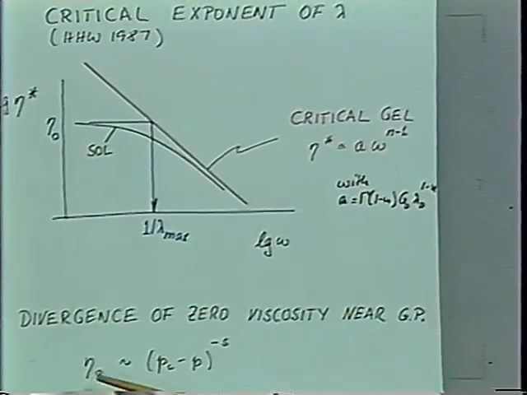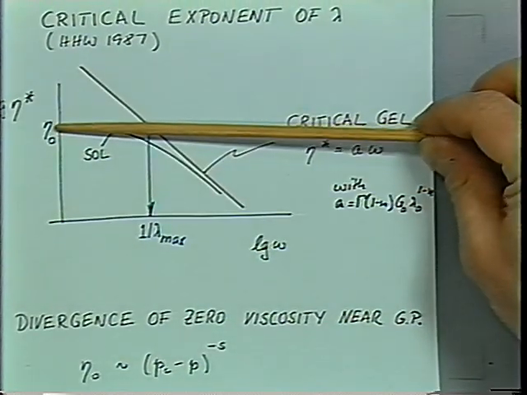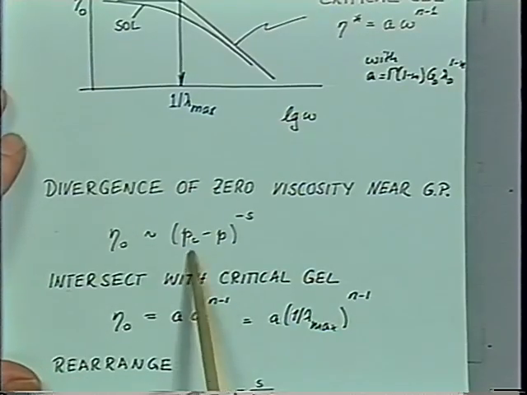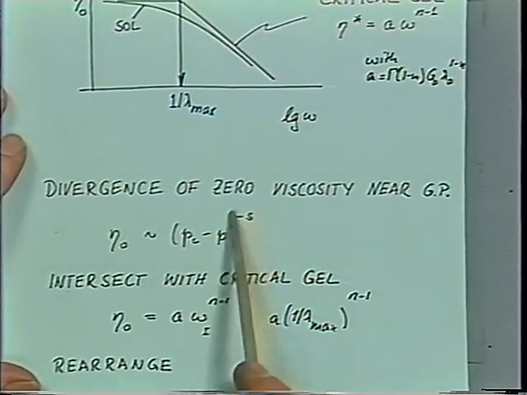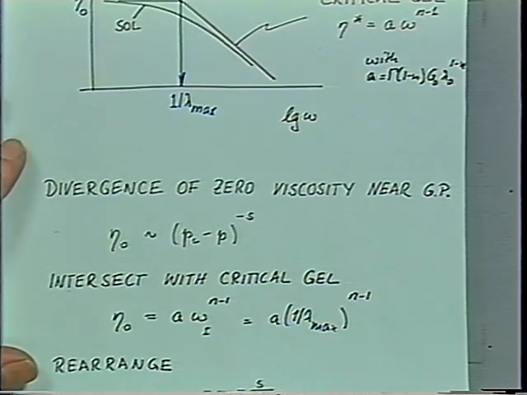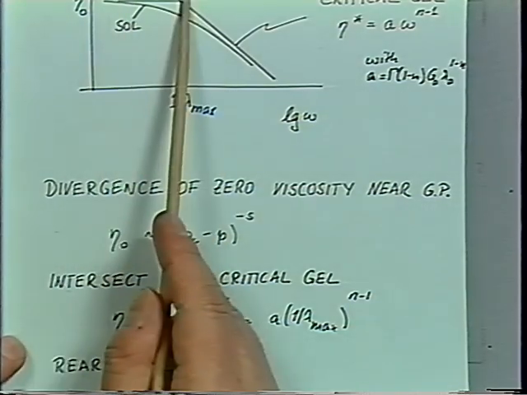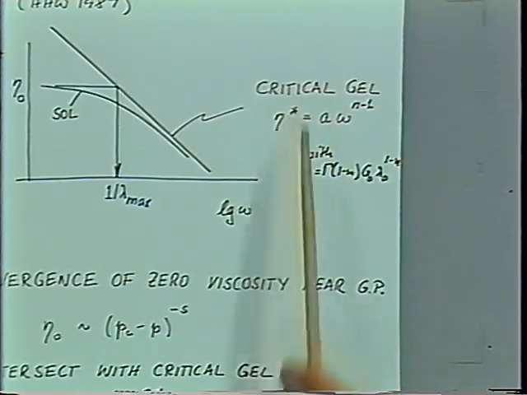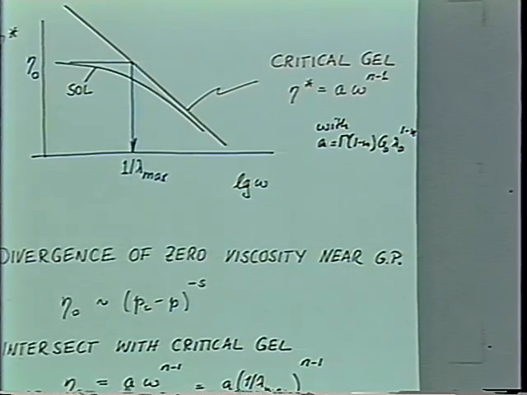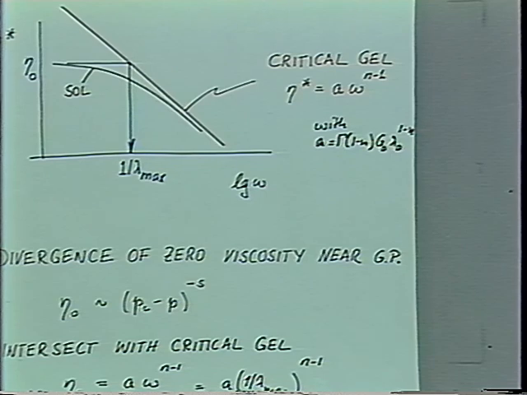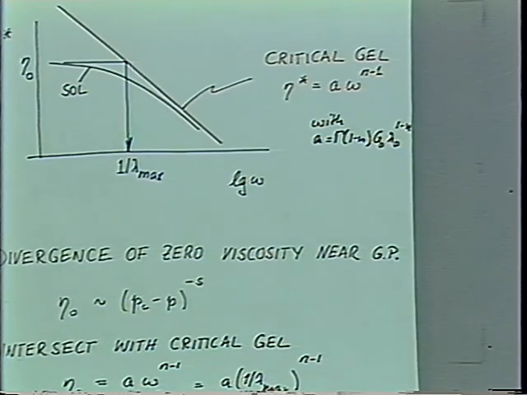Let's do that mathematically. The zero shear viscosity is diverging with the distance from the gel point, as we had before, following the critical exponent s. And the intersect now is given by putting eta 0 equal to eta star. So we have eta 0 is equal to a constant times the frequency at the intersect times n to the minus 1. And this frequency at the intersect has been defined as 1 over the longest relaxation time. We rearrange that to express the longest relaxation time in terms of eta 0.